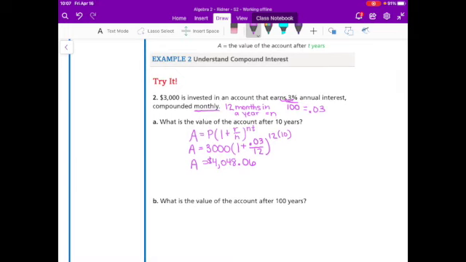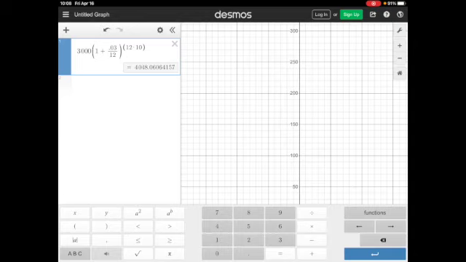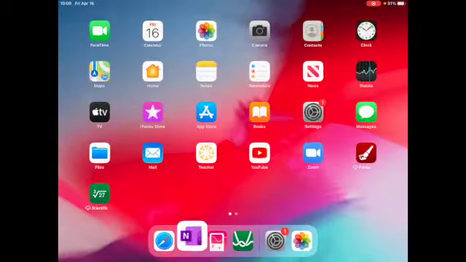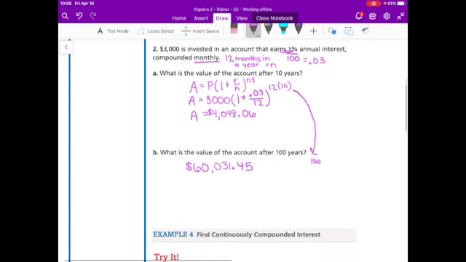What about after 100? Well, the only thing I would do is that exact same formula, except I would make it 100. And Desmos makes that super easy for me to just go back in there and put another 0. Ooh, I like the sound of that. I would then have $60,000. $60,031.45. Okay, so you always want to round like it is money.